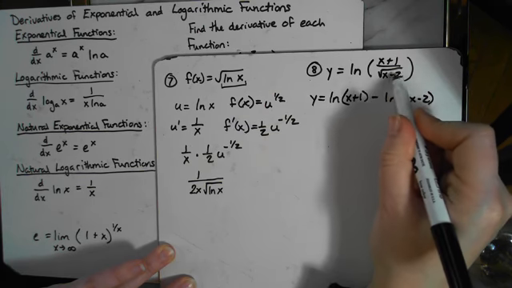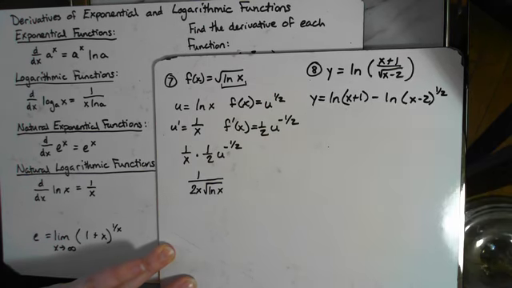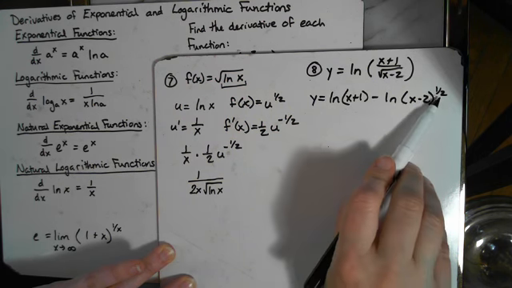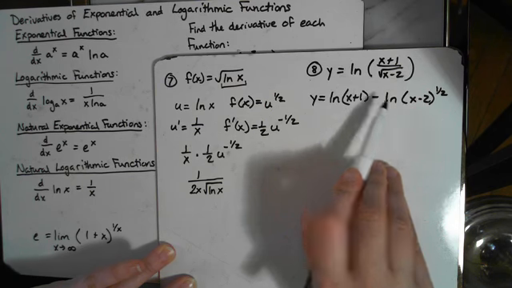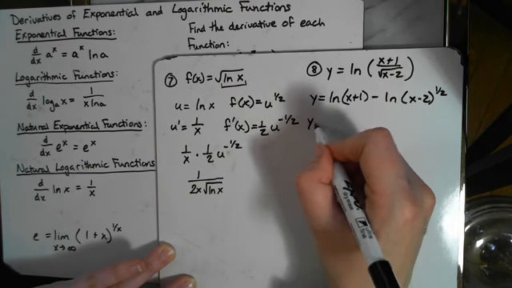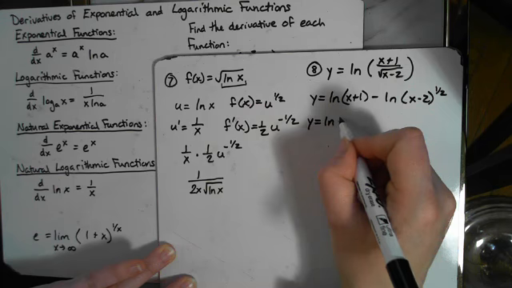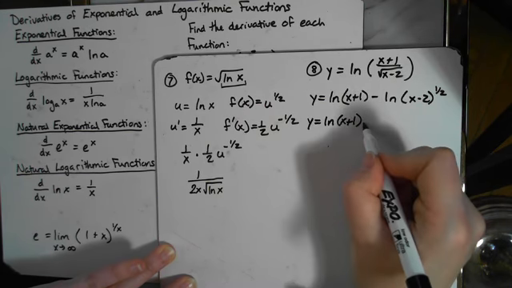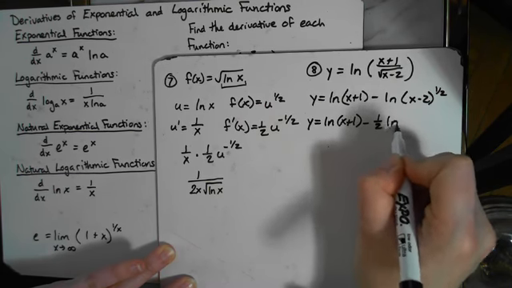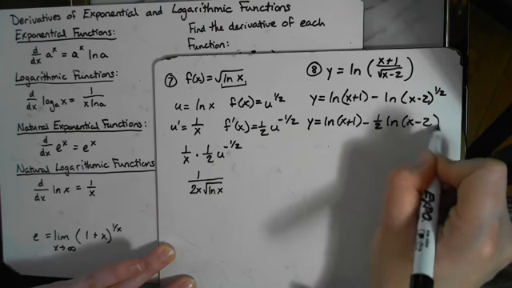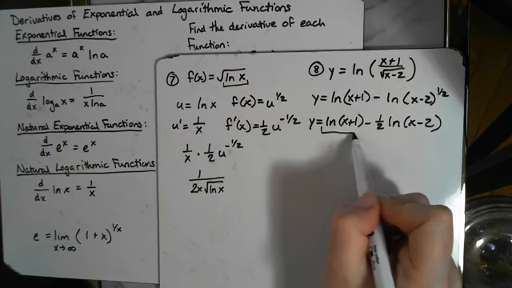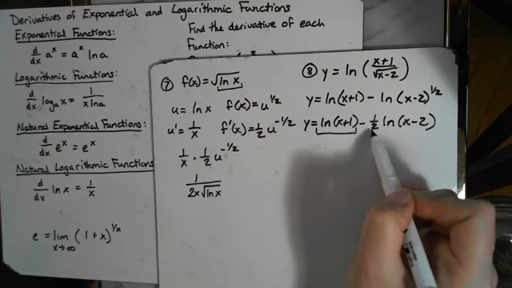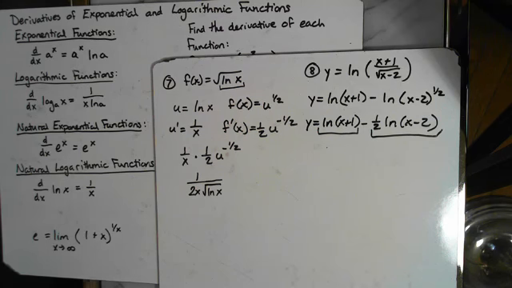And what I'm going to do is change this square root into a fractional power. Now, this fractional power, again, using the laws of logarithms, can get moved to the front of this natural log. So what I really have that I'm doing the derivative of is the natural log of x plus 1 minus 1/2 times the natural log of x minus 2. And now, one of the properties of derivatives is that I can do the derivative of this first part minus the derivative of this second part. So I can do them separately, and that's actually much easier to do.